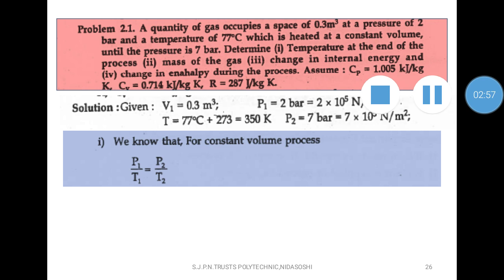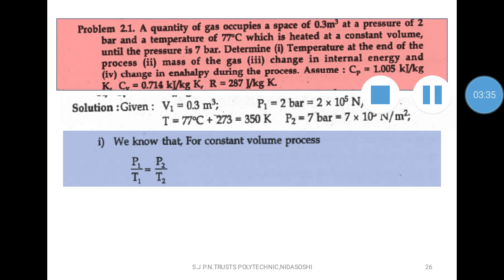Next, for the constant volume process we know the pressure and temperature relationship. For a constant volume process V1 is equal to V2 is equal to V. So here volume is constant, V is equal to 0.3 meter cube, and the pressure and temperature vary. The pressure and temperature relationship for a constant volume process is P1 divided by T1 is equal to P2 divided by T2. Using this relation, P1 we know, P2 we know, T1 we know, we don't know T2, so we can find the temperature at the end of the process.